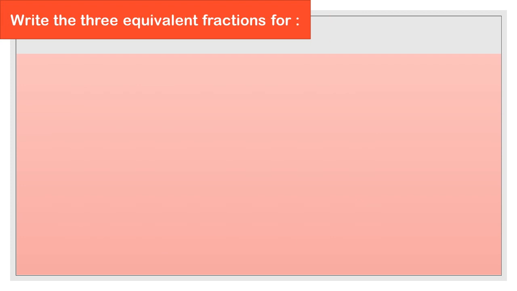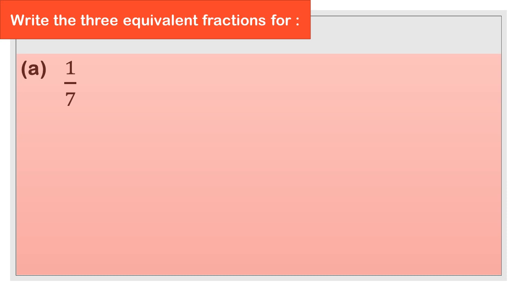Let us solve one more question. Question number A. Write the three equivalent fractions for 1 upon 7. We can write any three equivalent fractions. For example, if we multiply numerator and denominator by the same number 10, we get 10 upon 70. Likewise, if we multiply numerator and denominator by the same number 100, we get 100 upon 700. So you can write any three equivalent fractions.